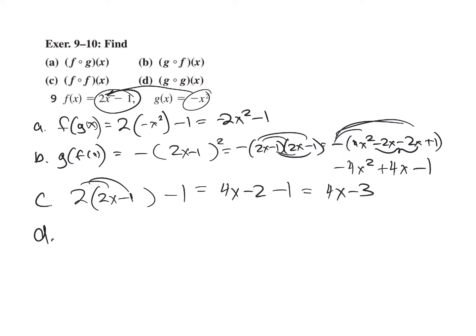And D, g of g, you're putting g of x inside of the x position. So that's going to be negative x squared. And if we square that, that negative becomes a positive. And that becomes x to the 4th. And we have a negative on the outside. So a negative x to the 4th.